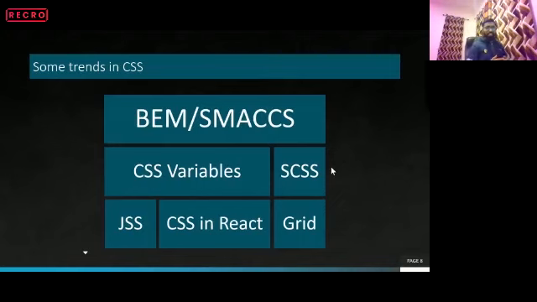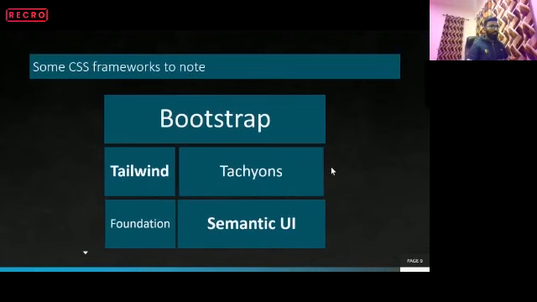Grid, it will take 3 hours to cover Grid. Grid is like Flex on steroids, right? Flex only allows you a unidirectional layout, right? Either a row or a column. Grid covers both rows and columns at the same time. So if you want to go further than this webinar, these are all the items you should be looking at.